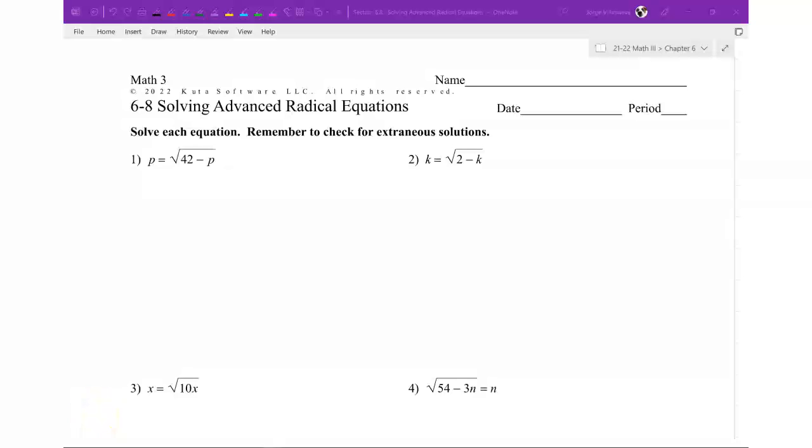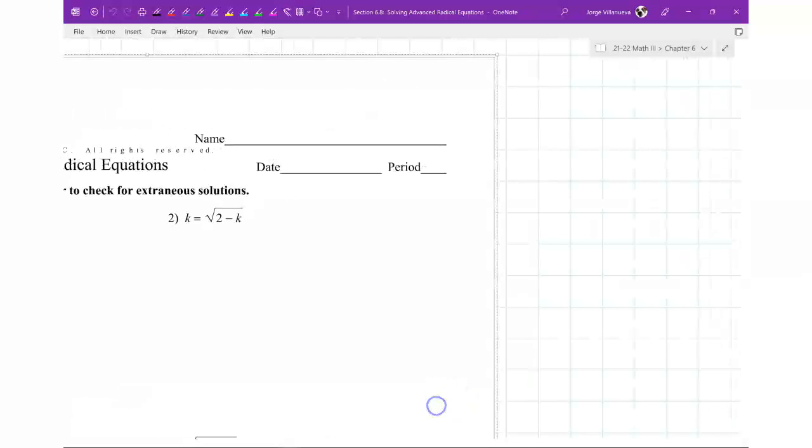All right, so in section 6.8, solving advanced radical equations, we are going to take a little bit longer to do these because it will require us to factor trinomials, okay? So let me kind of show you what we're going to do. Now, a couple little side notes, not that you have to learn anything brand new, but a quick side note.